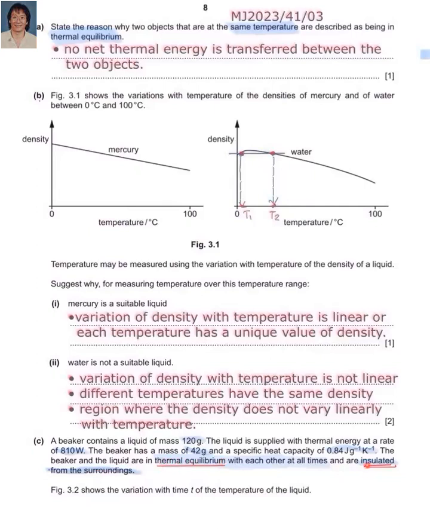And then you notice that they also say that the beaker and the liquid are insulated from the surrounding. This means that all the heat energy supplied by the heater is given to the beaker and the liquid. No heat energy is lost from the beaker and the liquid.